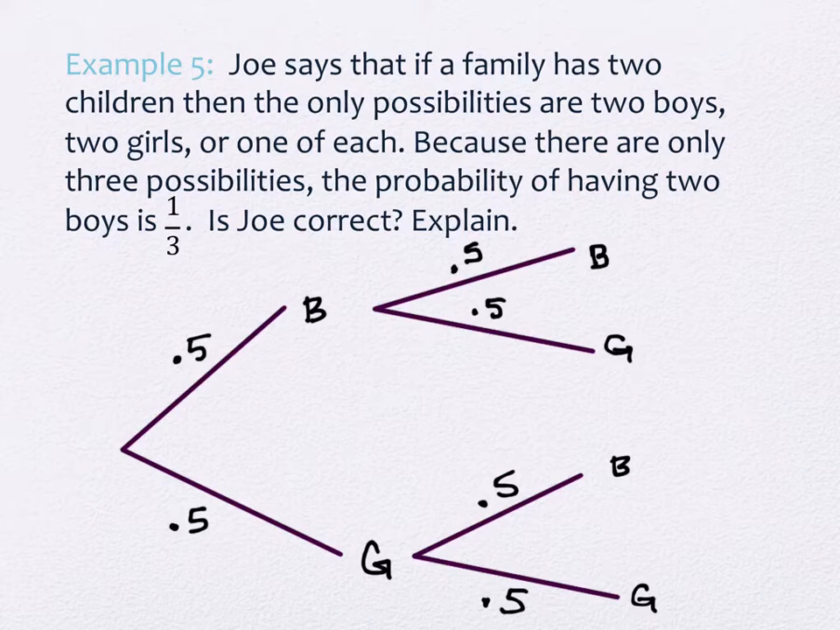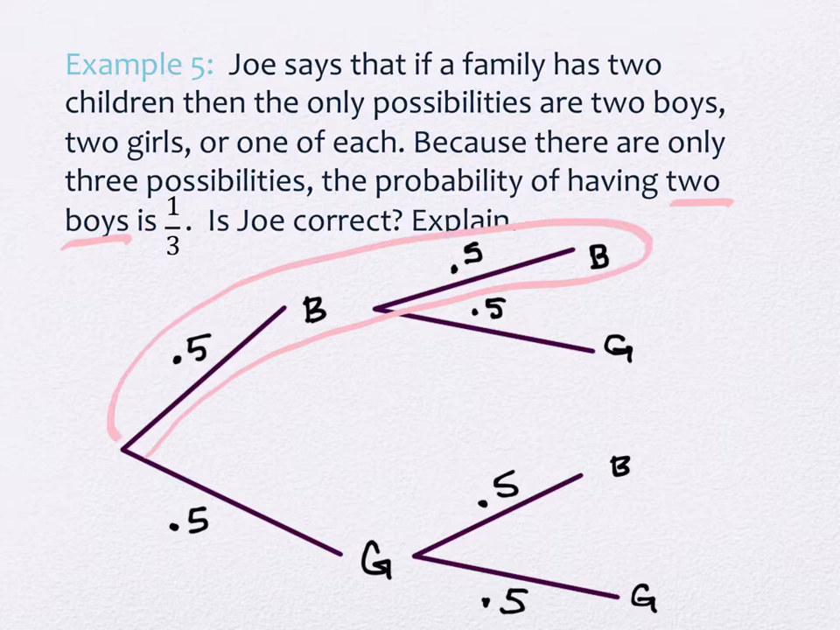So, we want to know about the probability of having, which one did he say? 2 boys. So we want 2 boys. So on my diagram, the way I've drawn it, the 2 boys is at the top, right? So what would I do? Multiply them. And what is 0.5 times 0.5? Yeah, it's 0.25, or if you're working in fractions, you would have gotten the number 1/4. So why is it 1/4 and not 1/3?